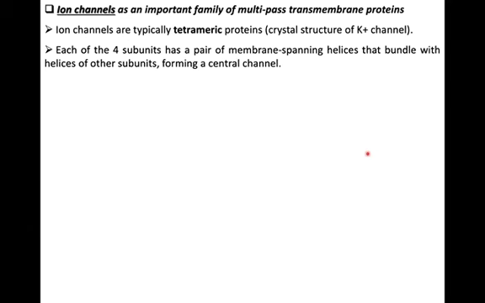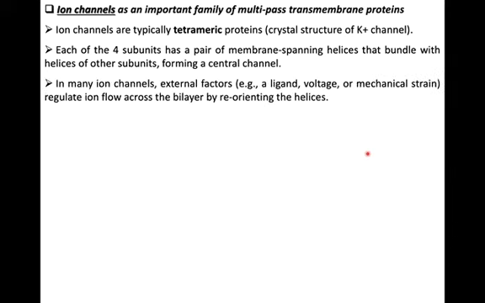Each of these four subunits in the tetrameric protein has a pair of membrane-spanning helices that bundle with helices of other subunits, forming a central channel. So you have four molecules. Each of these four molecules has a pair of alpha helices, so you now have 8 alpha helices. They are connected to each other in the form of a circle to form a central channel where potassium can move.